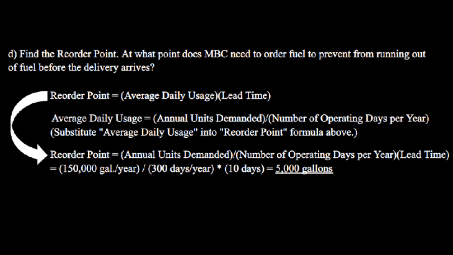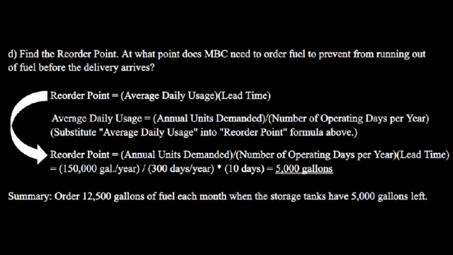If I take that average daily usage and multiply it by 10 days, that's how much fuel is consumed in 10 days. When there are 5,000 gallons left in the storage tank, the bus company should reorder more because they would otherwise run out. The bus company needs to order 12,500 gallons of fuel every month when the storage tank only has 5,000 gallons of fuel left.